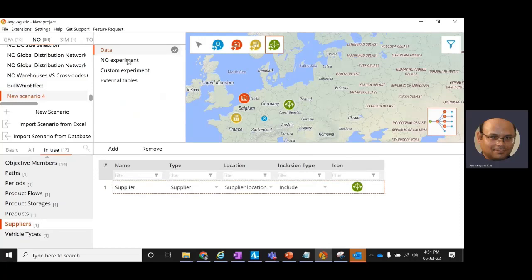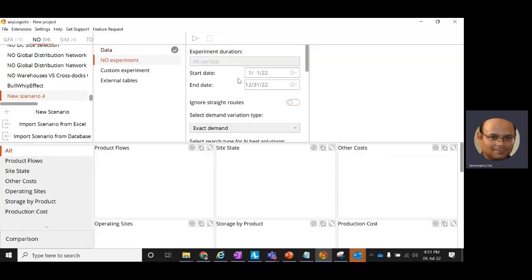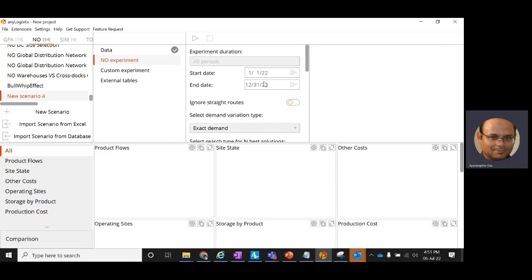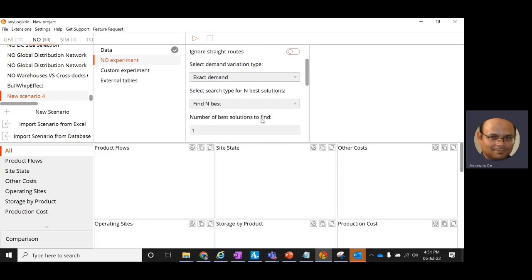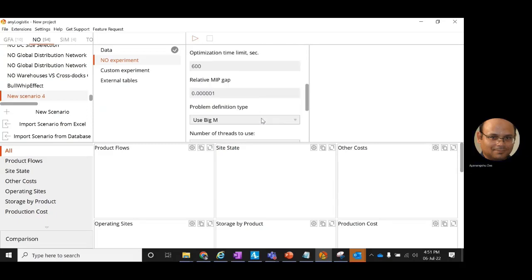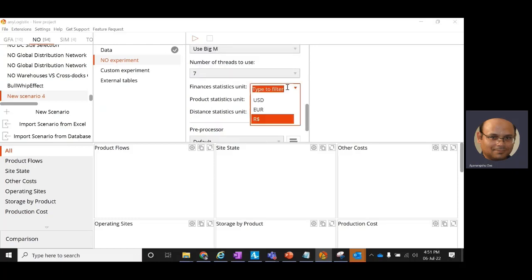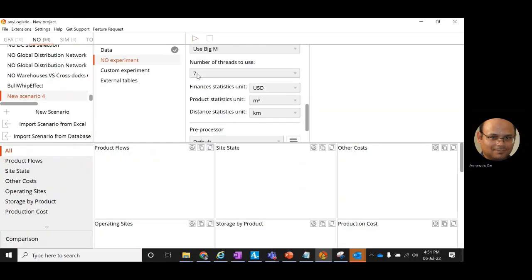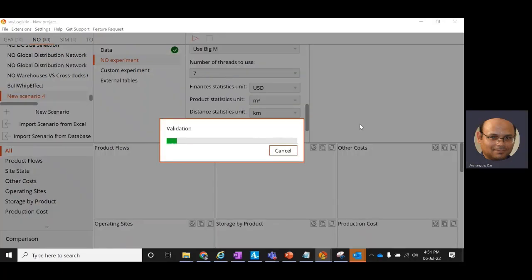To run the network optimization experiment, what we will do is click here, and then the period of start and end date got automatically selected, and we will use USD as a unit, and then we can click on run.